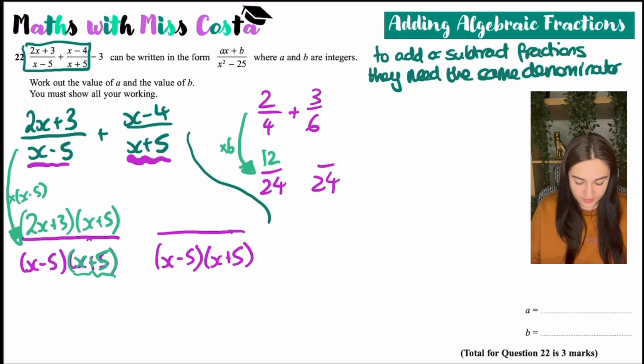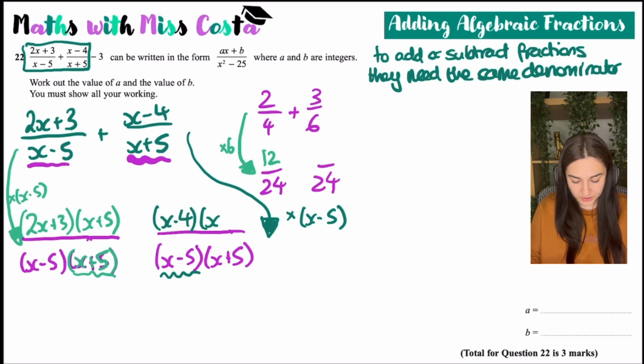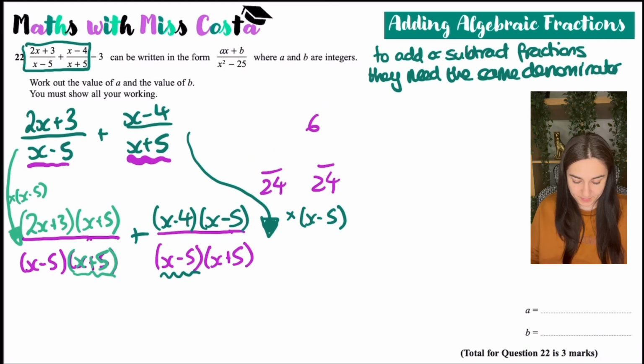And then if we think about this bracket here, what have I multiplied by? Well, I've multiplied the denominator by x minus 5. So I'm going to have to do that to my numerator as well. Okay, so now I've got a common denominator and some numerators that I can expand. So let's do it bit by bit.